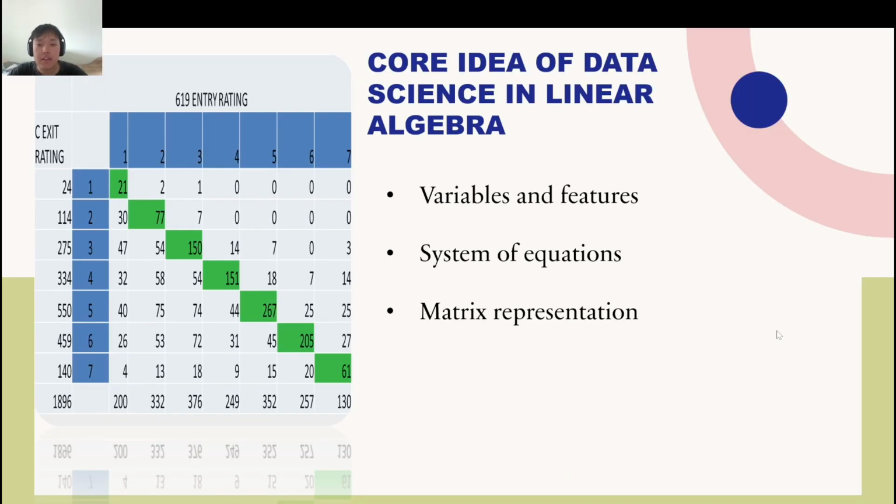At the core of data science, many problems involve finding a relationship between multiple variables, also known as features. These relationships can represent a system of linear equations. Using matrix representation, large data sets can be stored and processed efficiently. This structure allows mathematical methods to be applied systematically, which is essential when working with real-world data at scale.